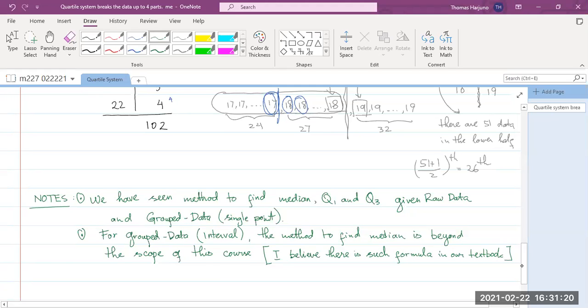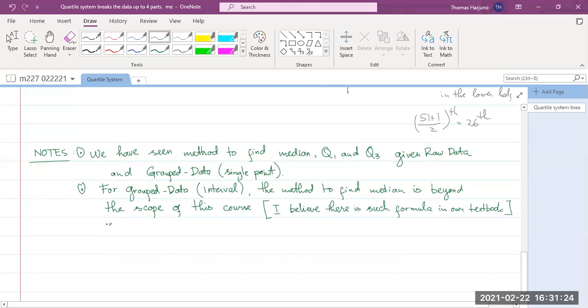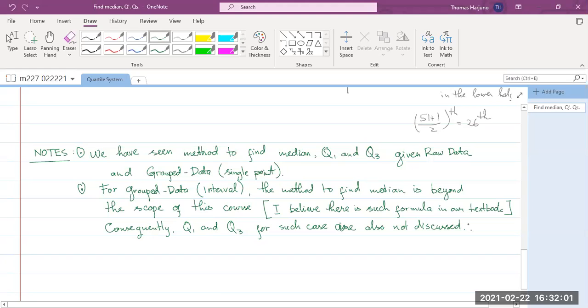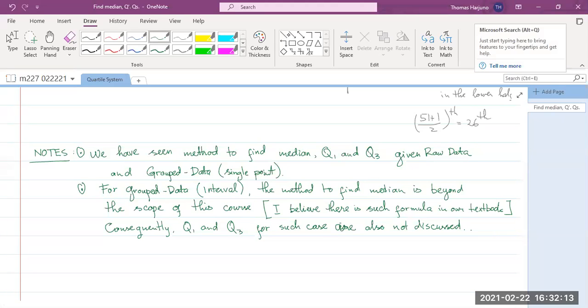Okay, now, but because it is done by approximation, consequently Q1 and Q3 for such a case, like group data interval, are also not discussed. Okay, that's for this quartile system.